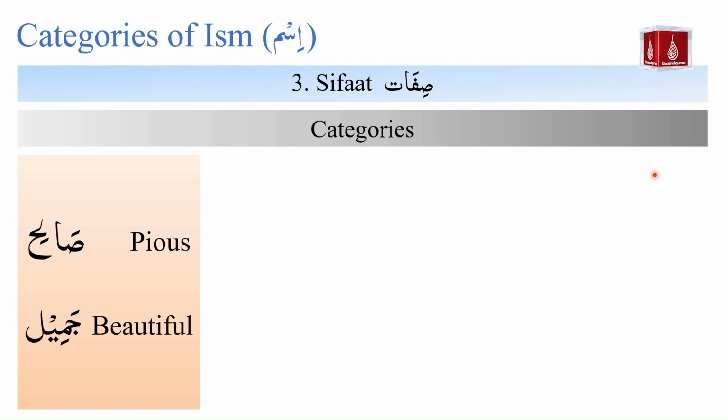The first group of sifat includes words that are basic attributes and qualities, such as the word saleh, which means pious, or the word jameel, which means beautiful. Saleh is an attribute, it is a quality, meaning it's a sifat, and because it's a sifat, it's included in ism. Similarly, jameel or beautiful is a quality, it's an attribute. That makes it a sifat, that's why it's included in ism.